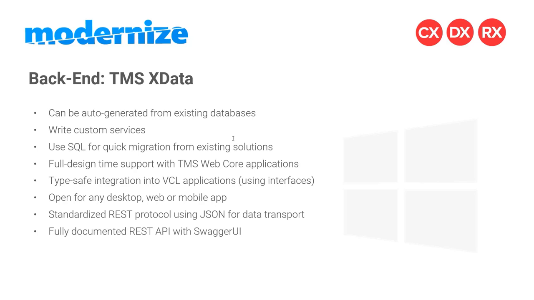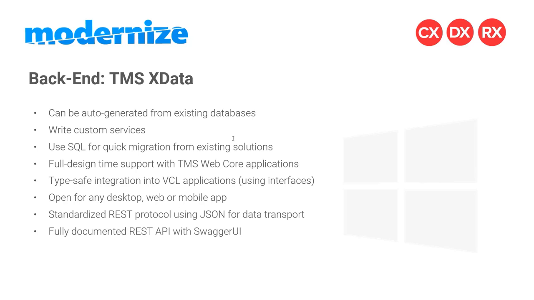For VCL applications, you have type-safe integration. The reason for that is the XData server uses interfaces based on the databases and custom service methods that you write, and these interfaces can be integrated in your VCL client applications, and thus you have type safety. It is open, of course, for any desktop, web, or mobile app because it uses the standardized REST protocol using JSON for data transport.